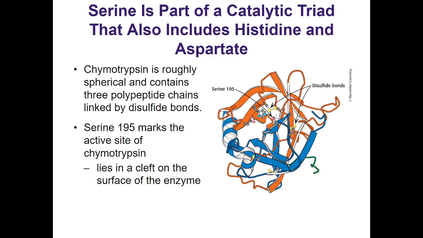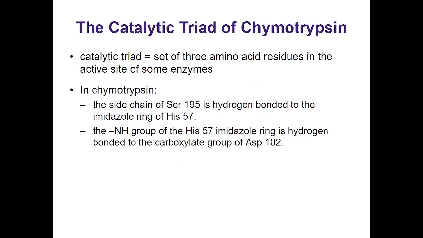Again, an active site typically has to lie in some sort of cleft in the surface of your enzyme because you have to gain access to it, right? In some way, shape, or form. Okay, so this is referred to in chymotrypsin. We have what's referred to as the catalytic triad, okay? So this is a set of 3 amino acid residues in the active sites of some enzymes. Read some enzymes as a lot of enzymes. It's actually a very common motif, okay?